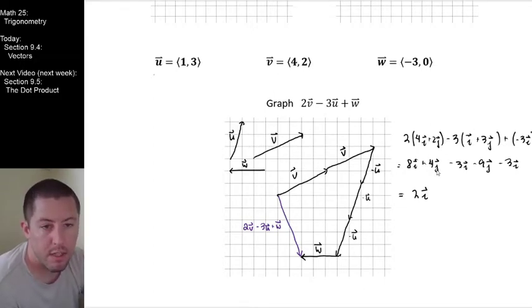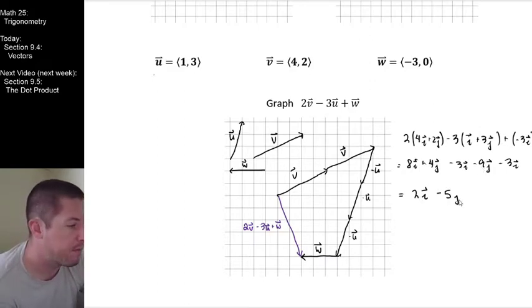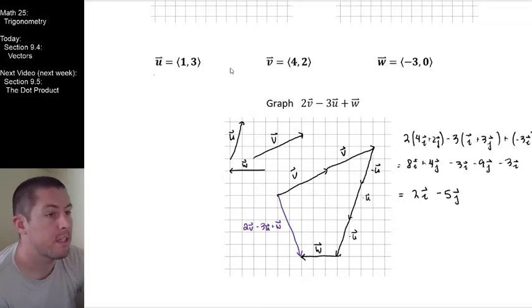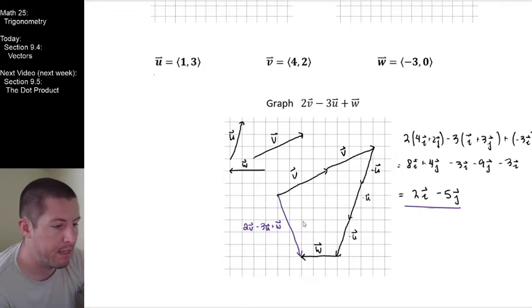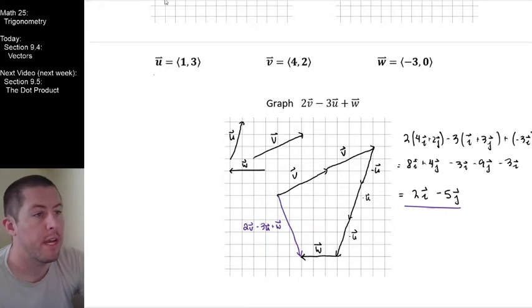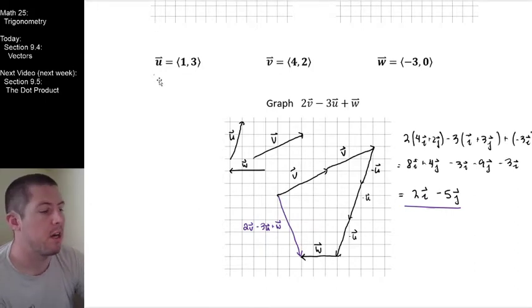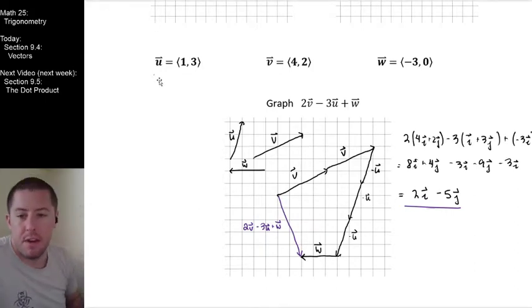For my j components, it looks like I have 4 minus 9, and that's it. So it looks like I'm going to go 5 down. So it looks like this should be the same thing as the purple vector that we just got a bit ago. And we can see that we did, in fact, go 2 to the right and 5 down right there. So graphically, we can assemble our solutions here rather than actually doing any of the arithmetic.